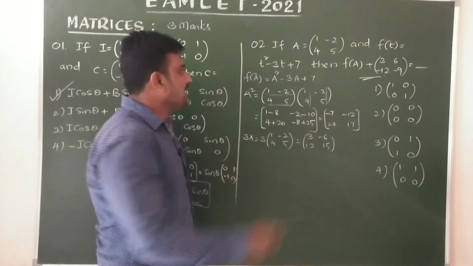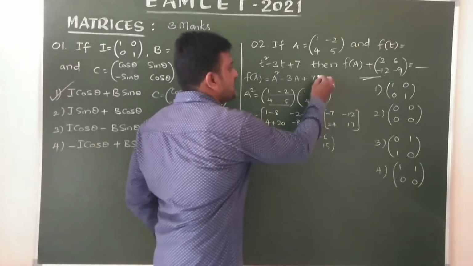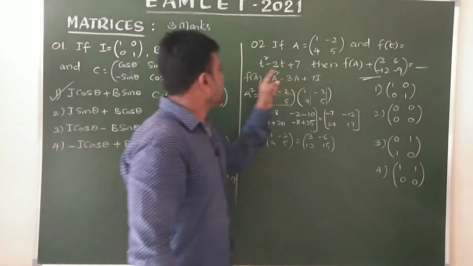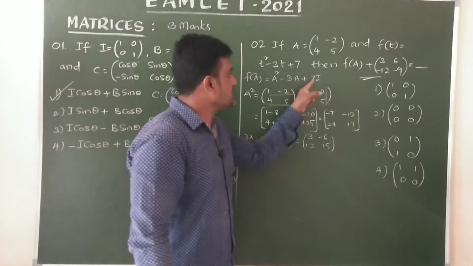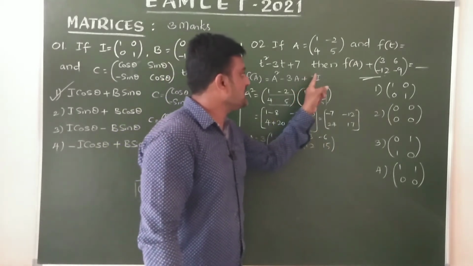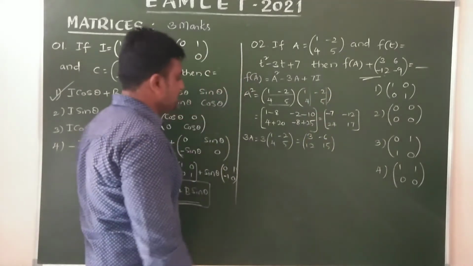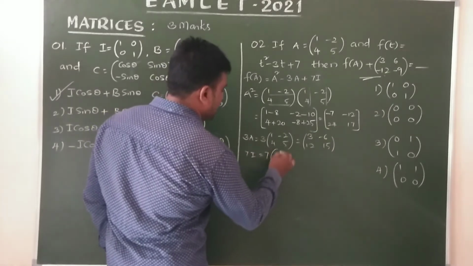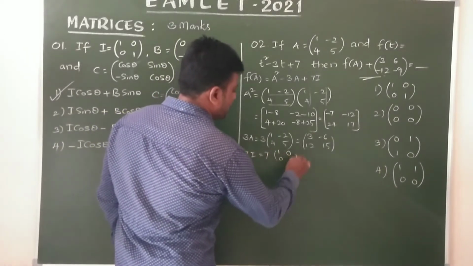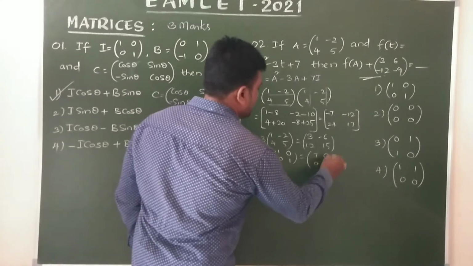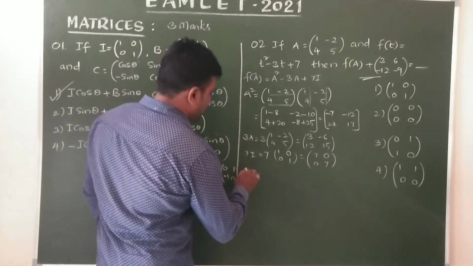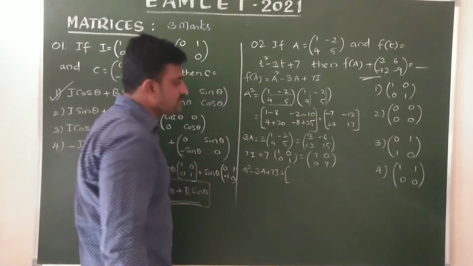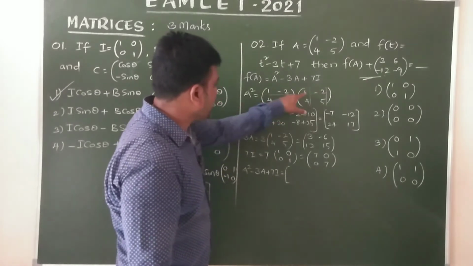Then what about 7? Now here this 7 is nothing but 7I, remember, because it is only an expression in t, a function in t. Now it is a function in matrix, so that's why it is not only a constant, it is a constant I. Okay, 7I. So 7I equals 7 into identity matrix, then that equals 7 0 0 7. Yes or no?